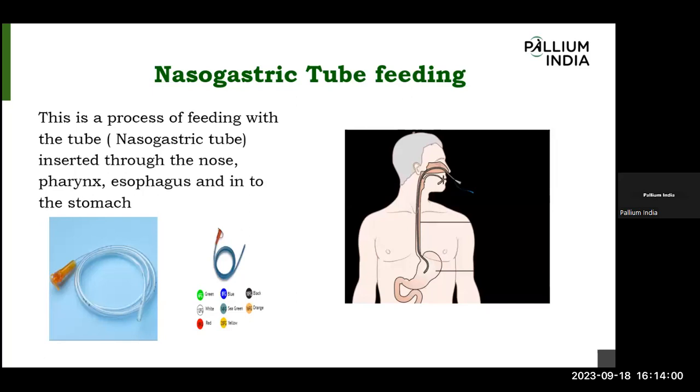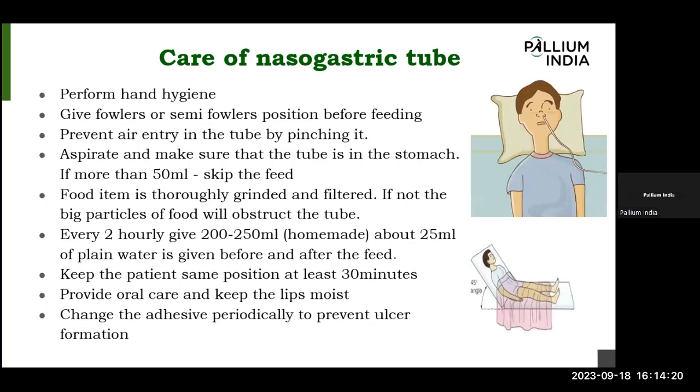So this is the last part, nasogastric tube feeding. We know what nasogastric tube feeding is. After you put a nasogastric tube in the patient, the care of the nasogastric tube is very important, because usually patients who are having nasogastric tube feeding get aspiration pneumonia. So what is the problem behind that? If the patient is on nasogastric tube feed, they often get aspiration pneumonia, especially bedbound patients.